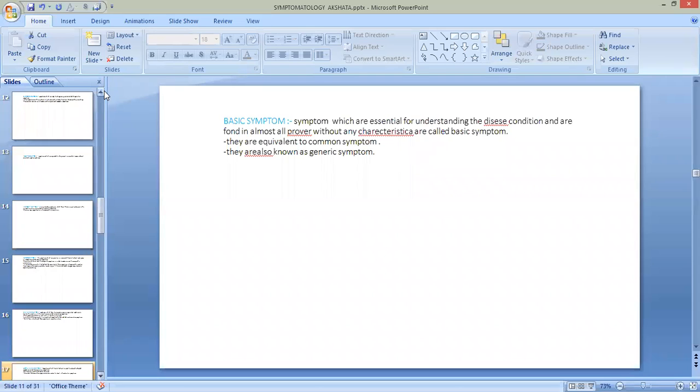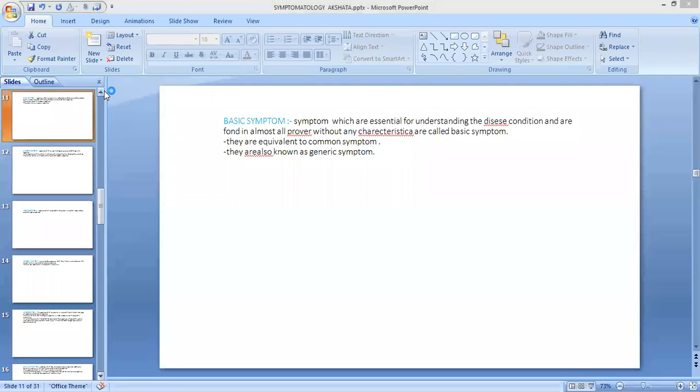Then basic symptom. Symptoms which are essential for understanding the disease condition and are found in almost all provers without any characteristic are called basic symptom. Means in any disease condition, the symptoms which are common in all provers are called as basic symptoms. They are equivalent to common symptoms.